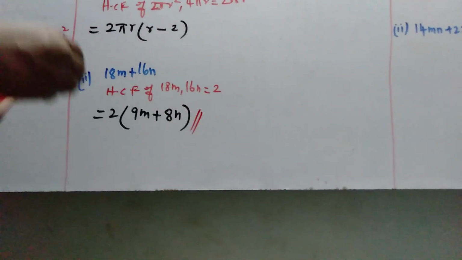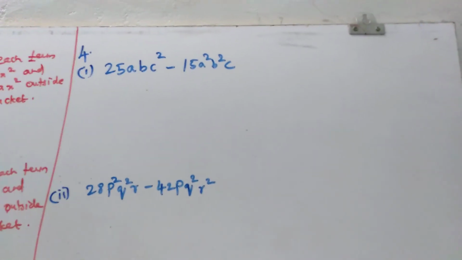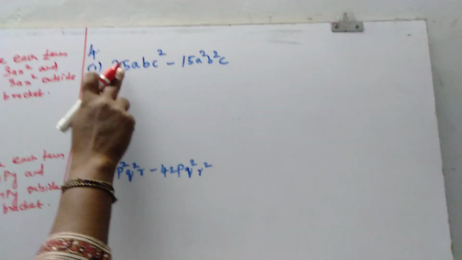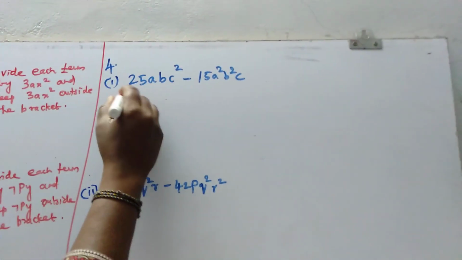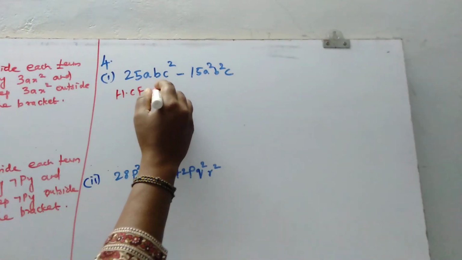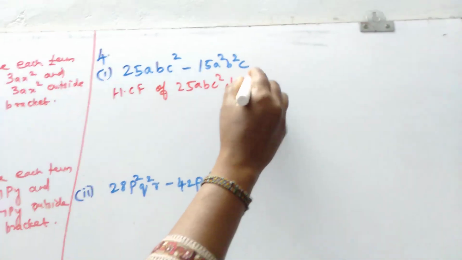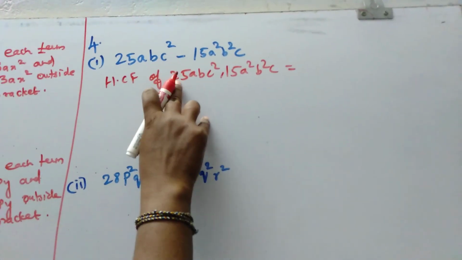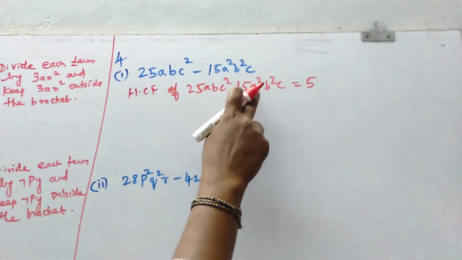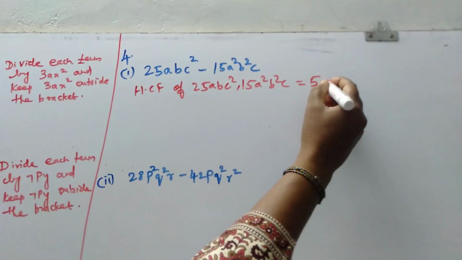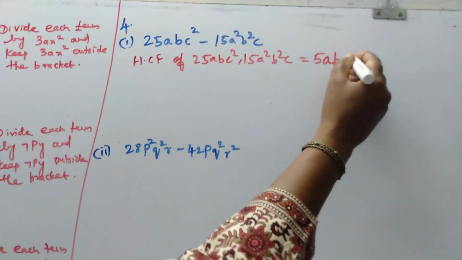Okay. Next, we will proceed with question number 4. The question is 25abc square minus 15a square b square c. HCF of 25abc square and 15a square b square c equals, for 25 and 15, the common term here is 5. And a, here the lowest power, here a square, here a. The lowest power we want to use, which is a. Here b square, so the lowest power only b. C square, c, so lowest power c.